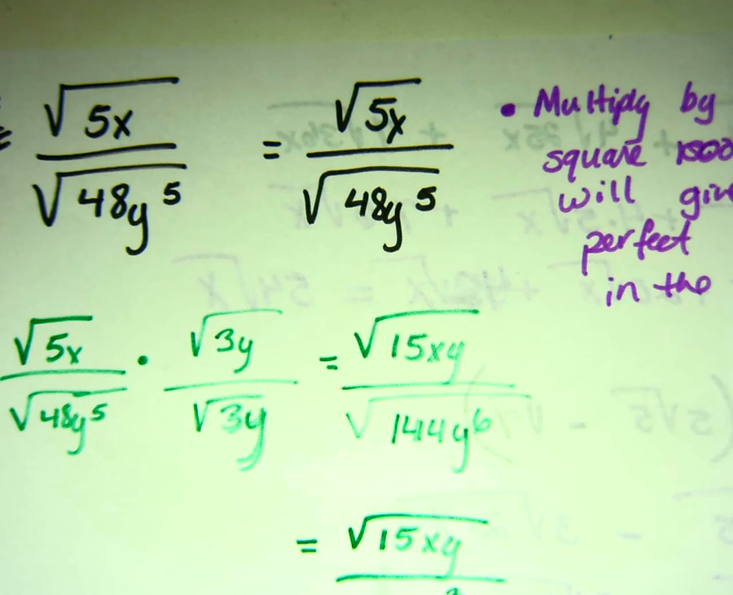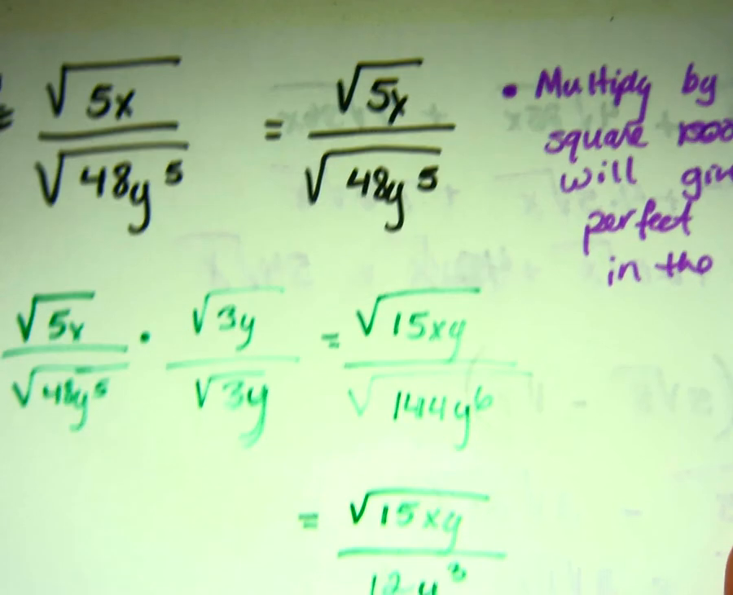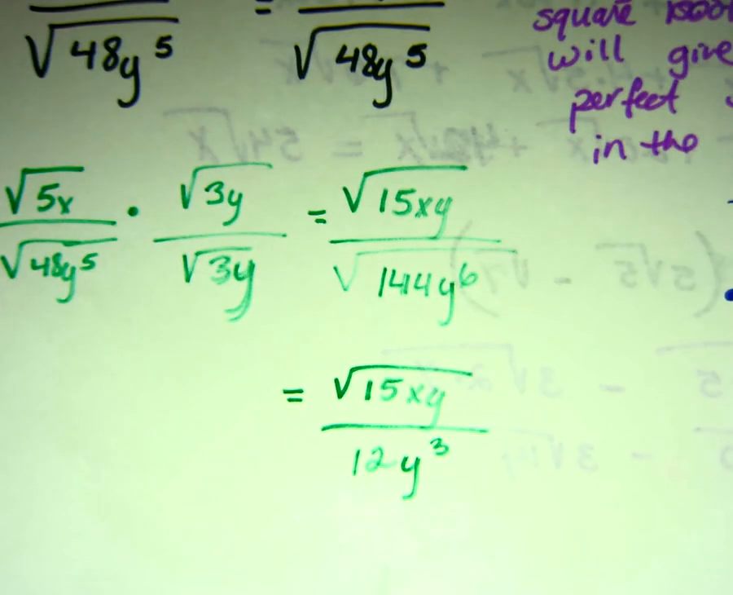Now we're going to multiply 48 times 3. That gives you 144. 5 plus 1 gives you 6. So that's where the 6 comes from. But since that 5 is a prime number, we can't factor out this 15 any further. So you're left with the square root of 15xy. But we do know that the square root of 144 is 12. Because we're looking for pairs, you can factor out the 6 by 2. So 6 divided by 2 gives you 3. So your final answer right here would be the square root of 15xy divided by 12y cubed.